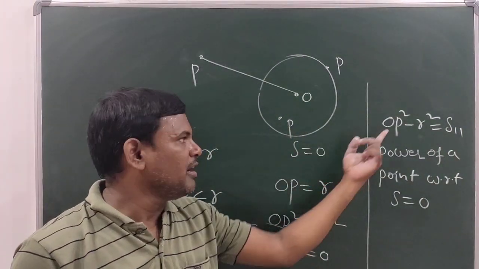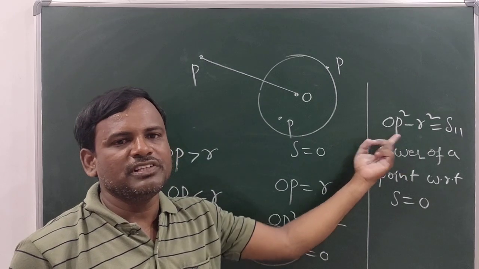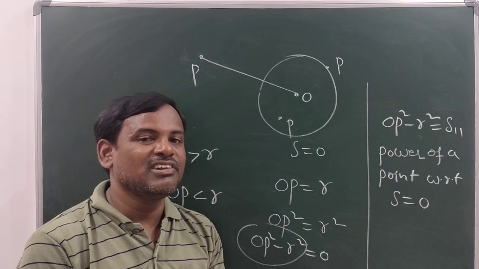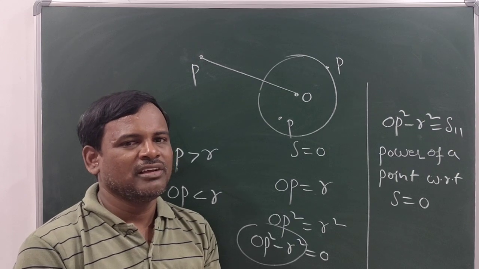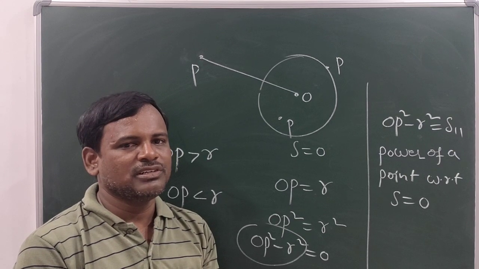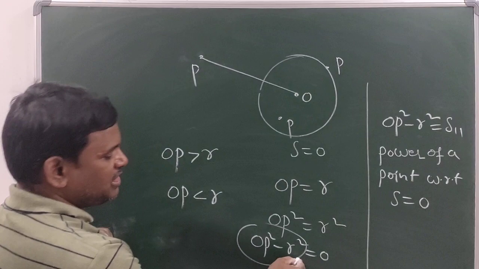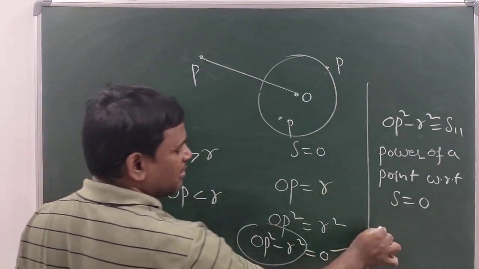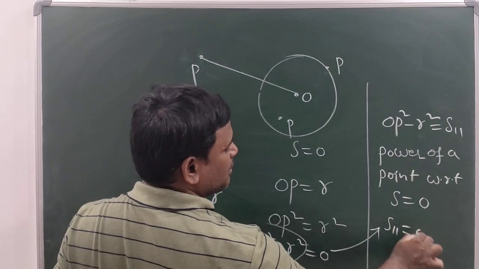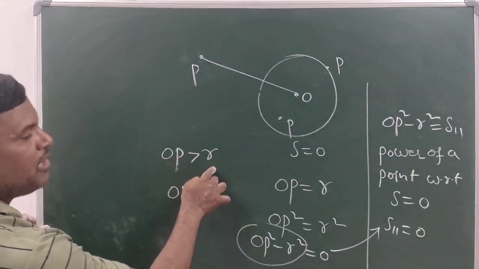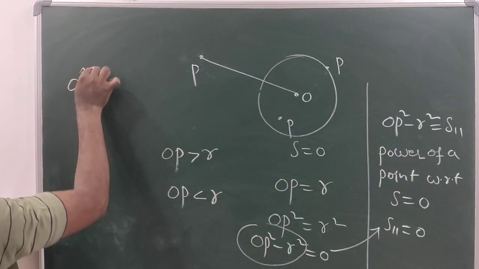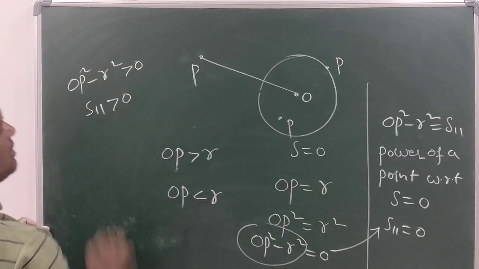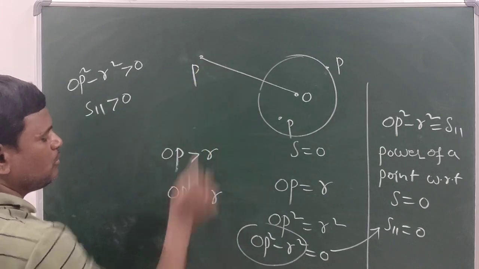Take any circle and simplify this relation OP square minus R square, so that you will get S11. Okay, you know S11 notation. So here, if a point is there on the circle, S11 will become 0. Here also, square on both sides, OP square minus R square greater than 0 will come. S11 greater than 0 means point P is there outside.